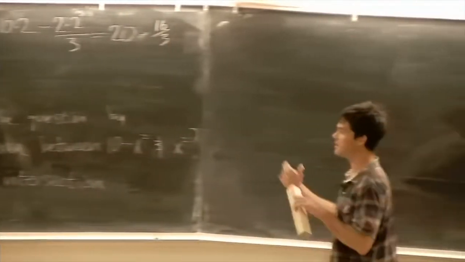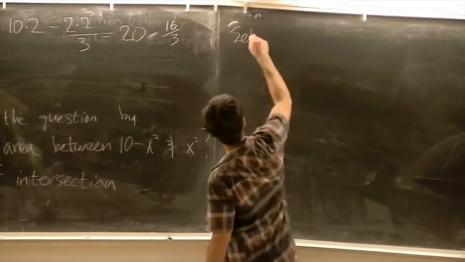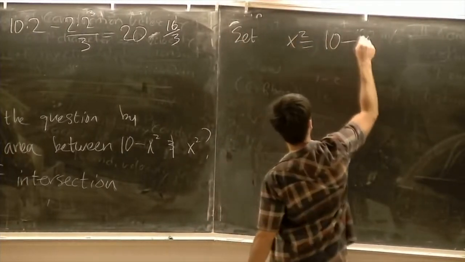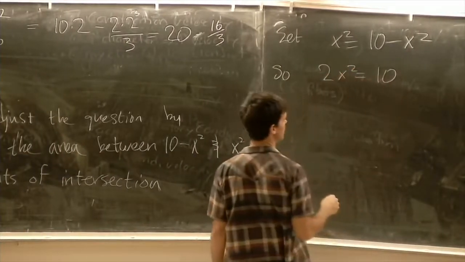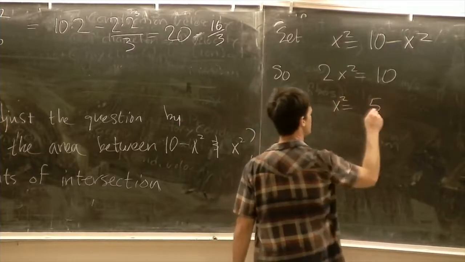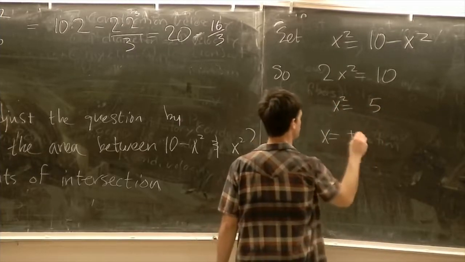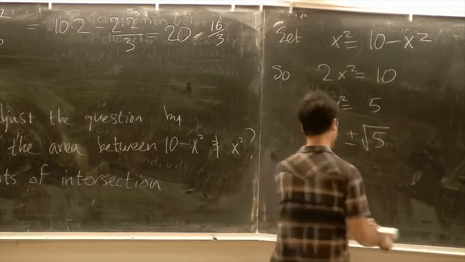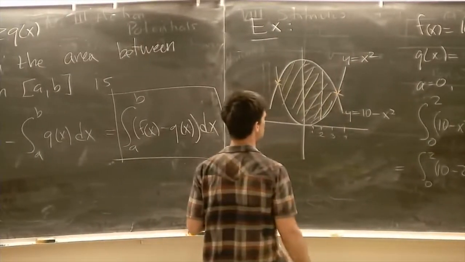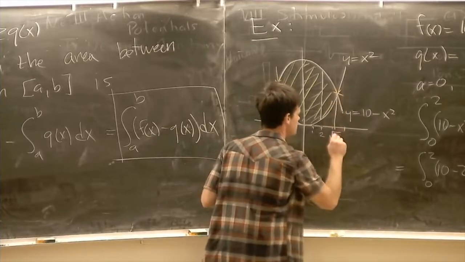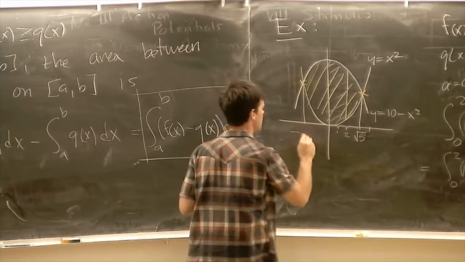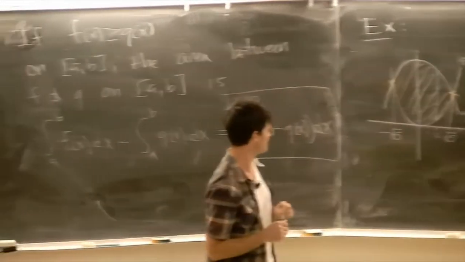So let's do what Elvin suggested and find the intersection of those two curves by setting them equal to each other. So set x squared equal to 10 minus x squared. So 2x squared is equal to 10. x squared is equal to 5. And x is plus or minus root 5. So this point right here is positive root 5, and this point right here is negative root 5.